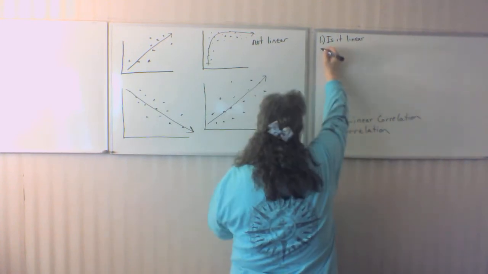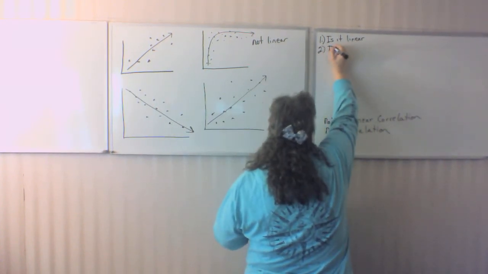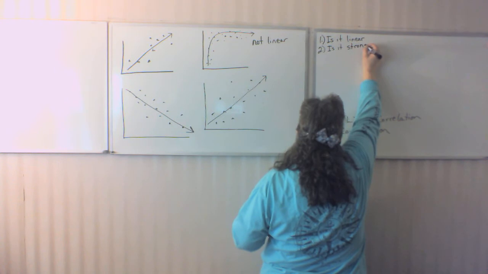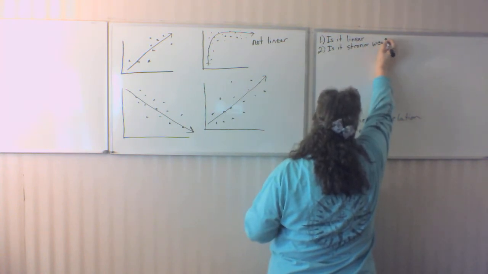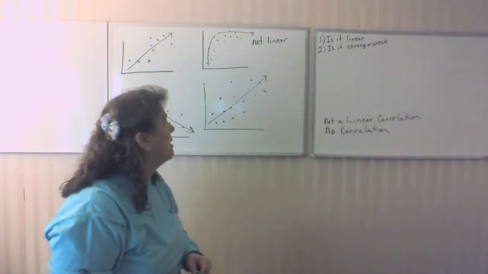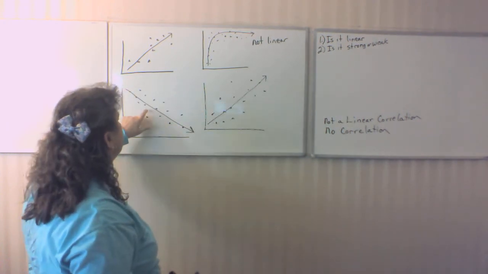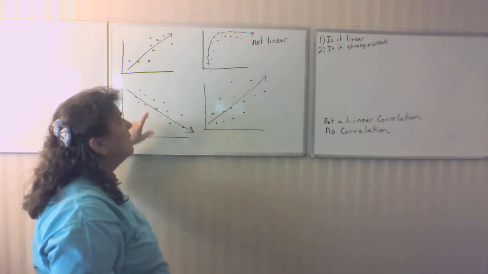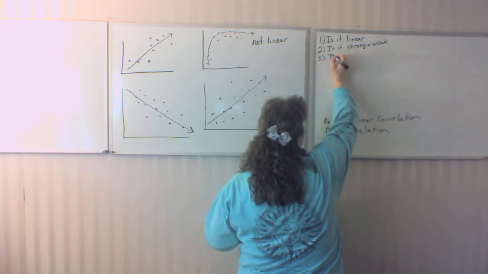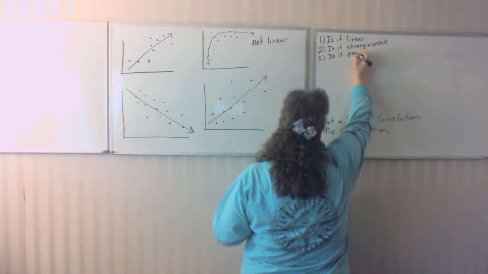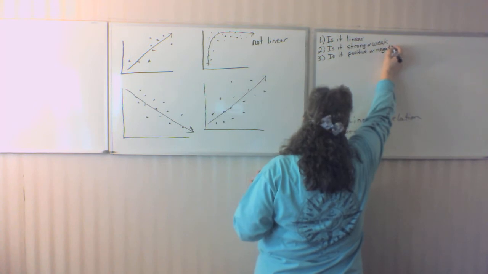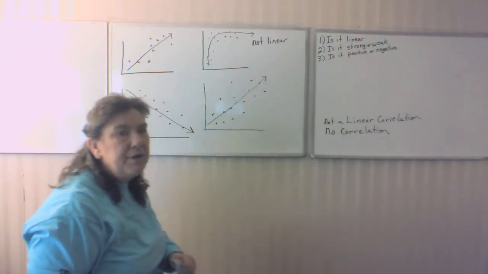The next question you're going to ask yourself is, is it strong or weak? Let's put a G on my word strong. Is it strong or weak? This one is weak, this one is strong. You see the difference? So, is it strong or weak? And the third question you're going to ask is, is it positive or negative?